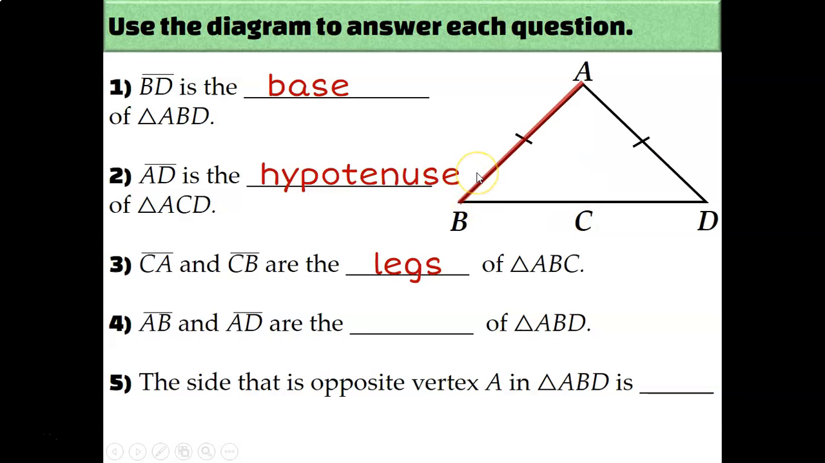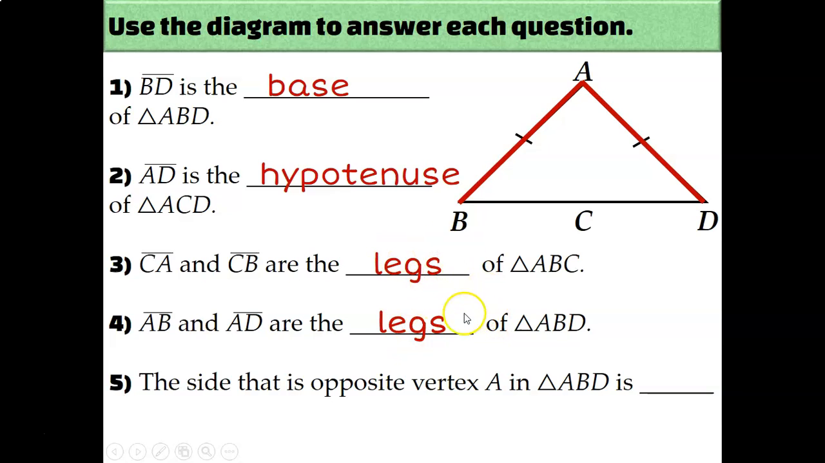Okay, what about AB and AD? Again, just focusing on the big triangle because it says triangle ABD, so it's the whole thing. I really don't need C here or the right angle inside of the triangle. Triangle ABD is isosceles, and the two sides in question, side AB and side AD, are the two sides that are congruent to each other. So we call those legs as well.